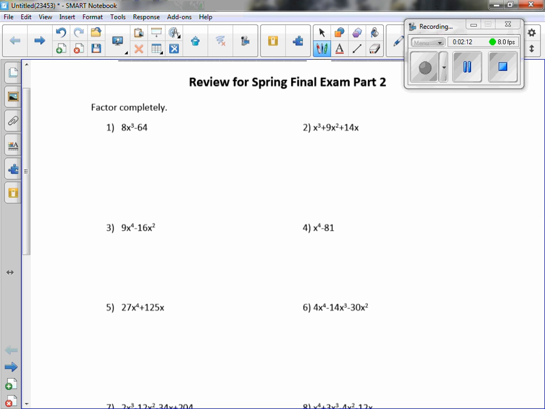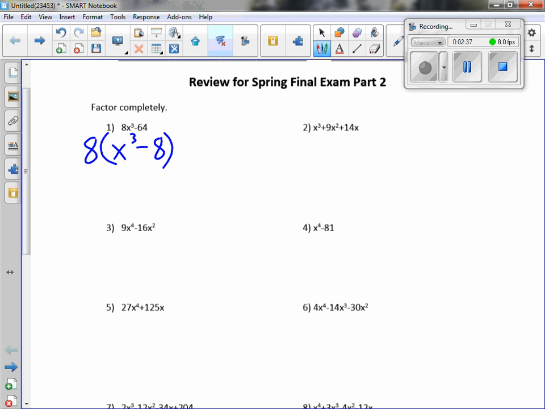So number 1, 8x to the third minus 64. We should notice that we have a GCF of 8. How do we know there's a GCF of 8? Both of these guys will cleanly divide by 8. So what we'll do is we are going to pull that 8 out. And then we'll divide both of our terms by 8. We get x to the third minus 8.